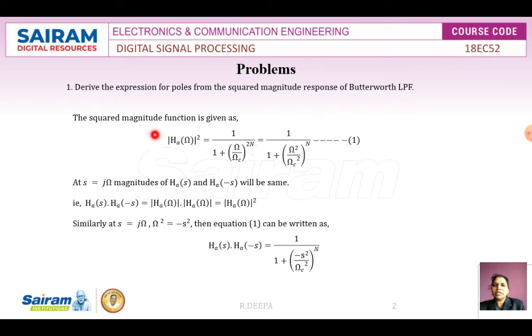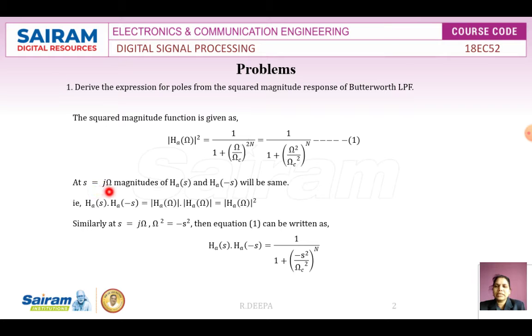So how to derive it is, we'll start with the magnitude squared response of the Butterworth filter. This we have already studied in the derivation part. The magnitude squared response of a Butterworth filter is given as |Ha(jω)|² = 1 / (1 + (ω/ωc)^2n). So once you square it, you will be getting 1 divided by 1 plus (ω²/ωc²) whole power of n, and name it as equation 1.